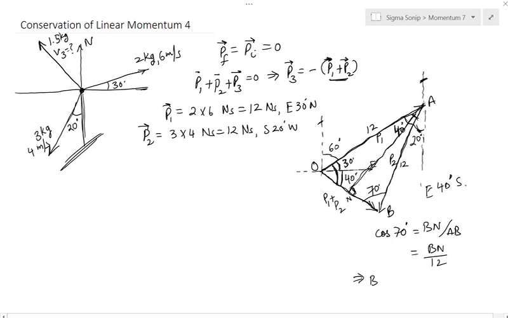That gives me BN is equal to 12 cos 70, which I will just use a calculator and find as 4.104, and that gives me OB. The magnitude of P1 plus P2 is twice of this. Alright, so that becomes 8.208 Newton second.